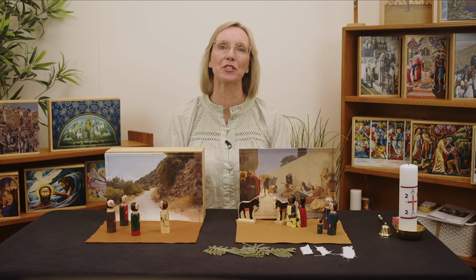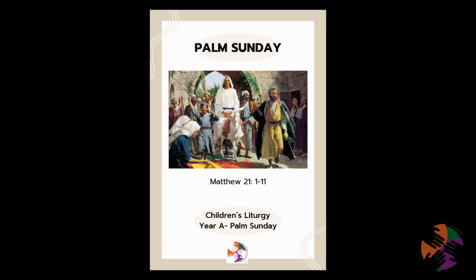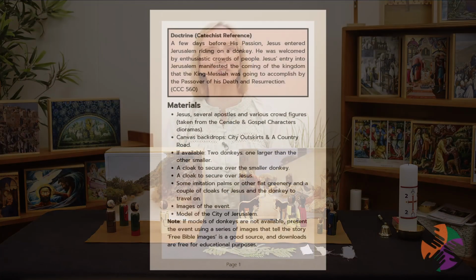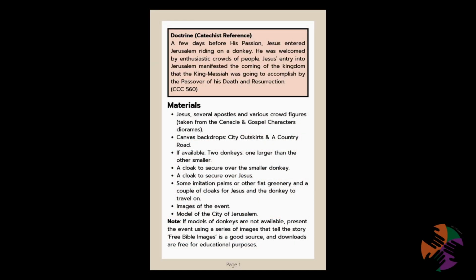This is the presentation for Palm Sunday, Year A. The doctrinal references for catechesis are as follows. A few days before his passion, Jesus entered Jerusalem riding on a donkey. He was welcomed by enthusiastic crowds of people. Jesus' entry into Jerusalem manifested the coming of the kingdom that the King Messiah was going to accomplish by the Passover of his death and resurrection.